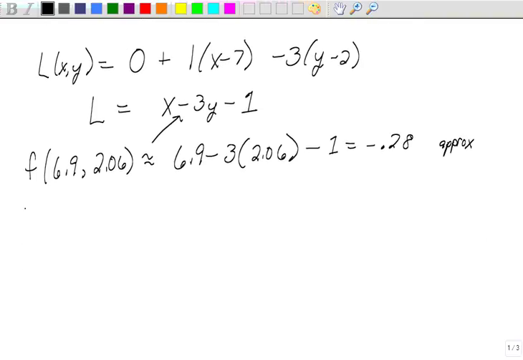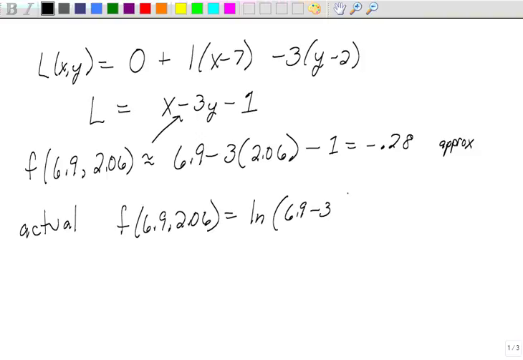If I want the actual value, I'm going to substitute this back into the f equation, which is ln of 6.9 minus 3 times 2.06, and that's negative 0.3285. So that's the actual, and notice we are very close with our approximation.